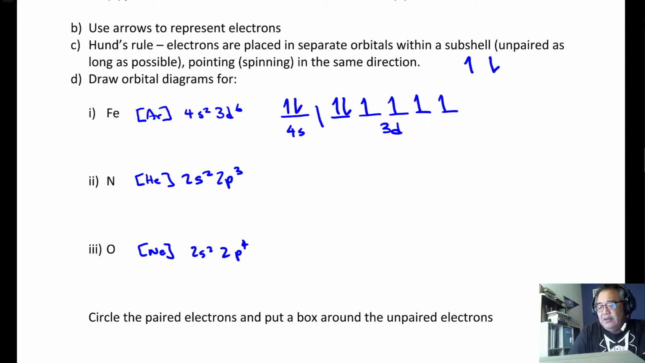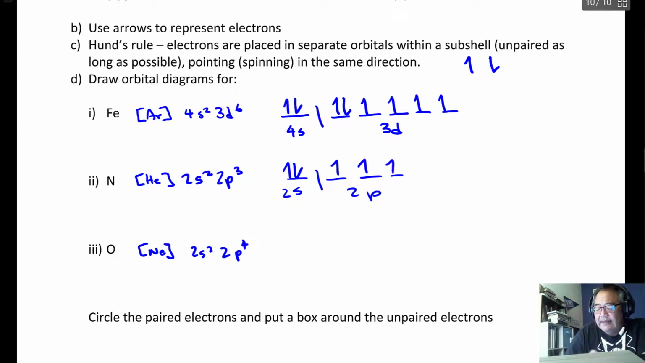For nitrogen, we'd write just 2s, and then 2p like this. Again, I'll put the line in between here. And then we'll put the 2 S's in like this. And then for nitrogen, right, there's 3 rooms and 3 children, right? So each one gets their own room, like that.